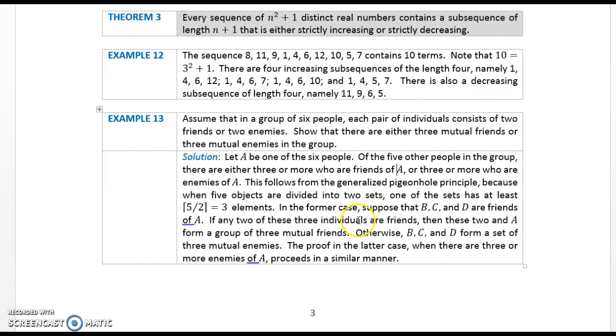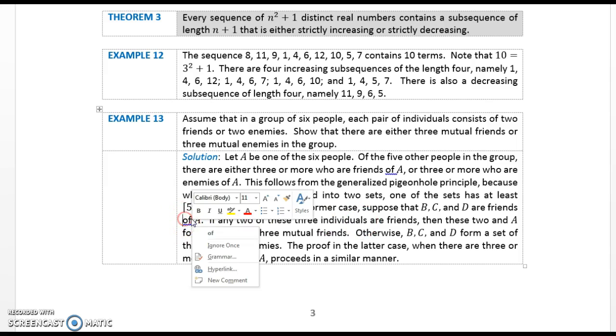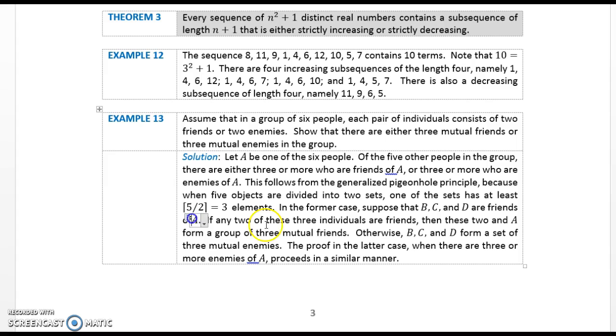In the former case, suppose that B, C, and D are friends of A. If any 2 of these 3 individuals are friends, then these 2 and A form a group of 3 mutual friends. Otherwise, B, C, and D form a set of 3 mutual enemies. The proof in the latter case, when there are 3 or more enemies, proceeds in a similar manner.